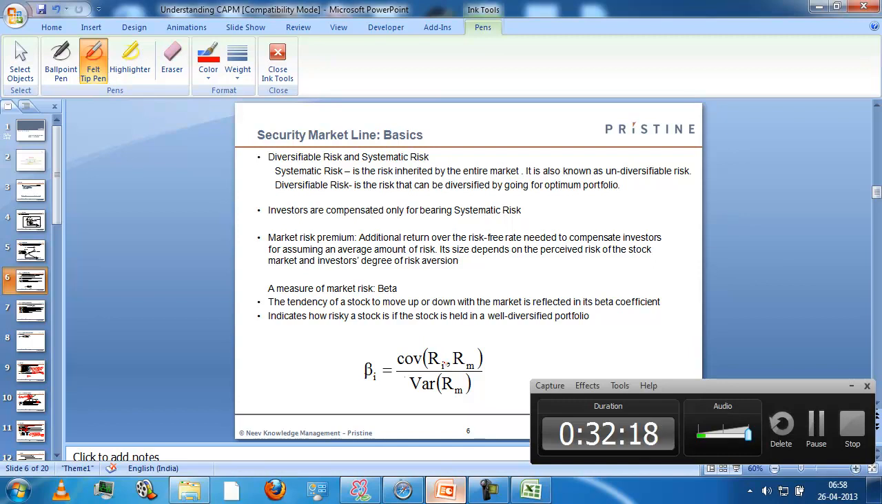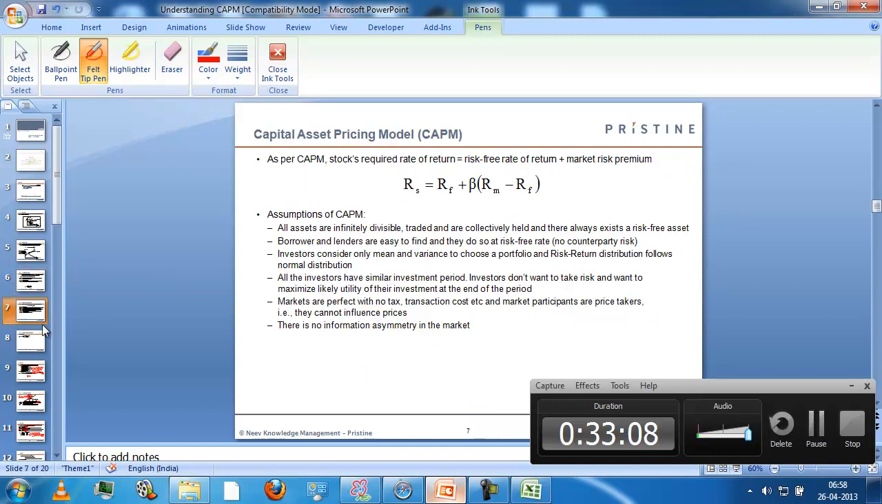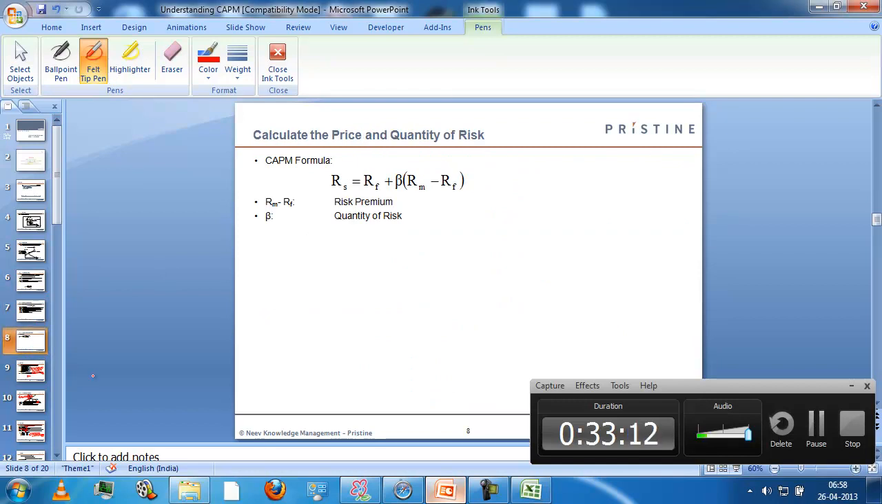So if the beta of the stock is greater than 1, that means your stock is riskier than your market. If your market index is, suppose, NASDAQ, and you have a stock of beta greater than 1, that means that your stock is riskier than your NASDAQ index. Suppose that you have invested in all the stocks of NASDAQ. And if your beta is less than 1, then your stock is less risky than your entire market. So these were some important points about the beta of a stock.